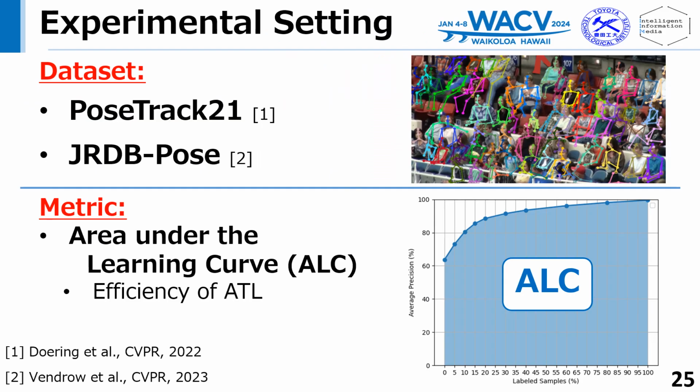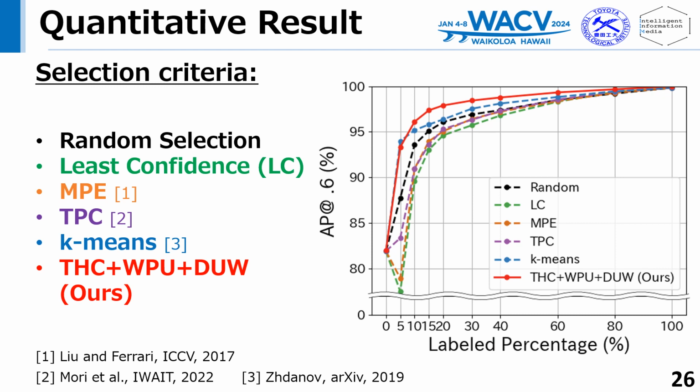For experiments, we use PoseTrack21 and JRDB-Pose, which are large-scale datasets for human pose estimation. For the metric, we used area under the learning curve, which corresponds to the efficiency of ATL. Here are the results of the video-specific ATL. Our method consistently outperforms the comparative methods.